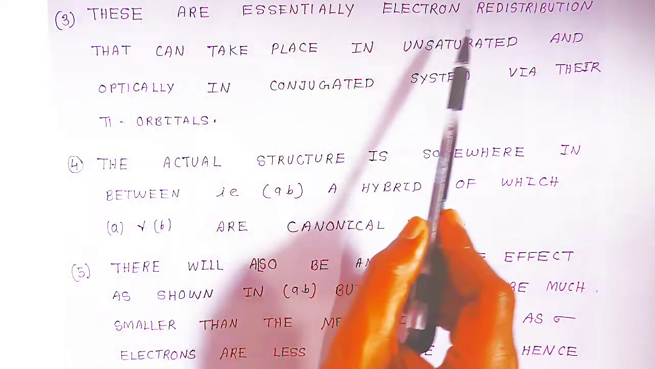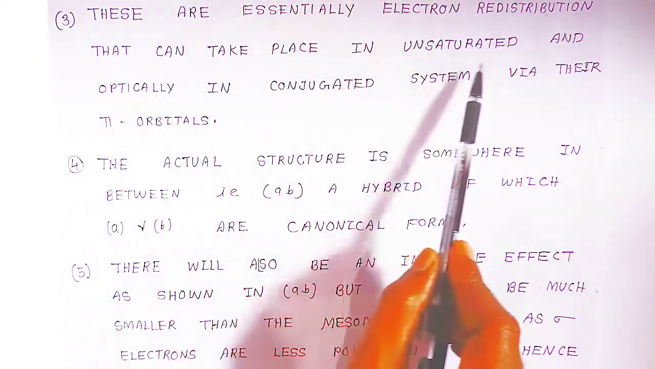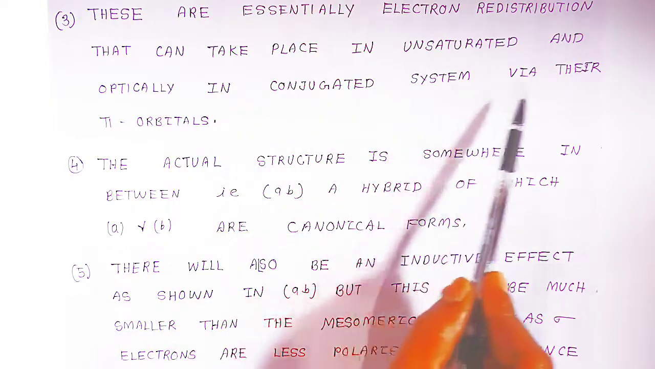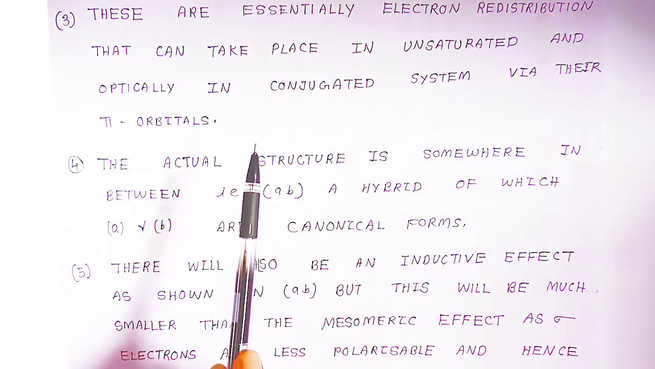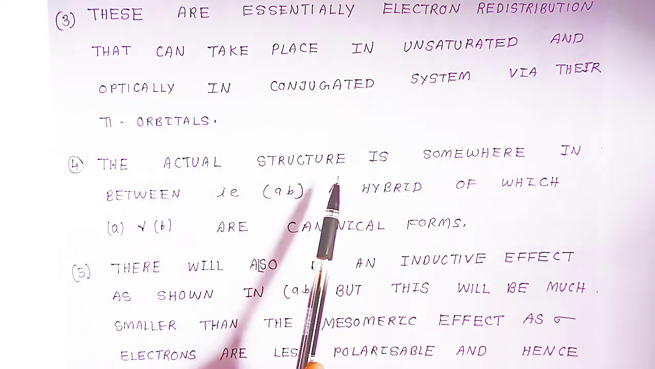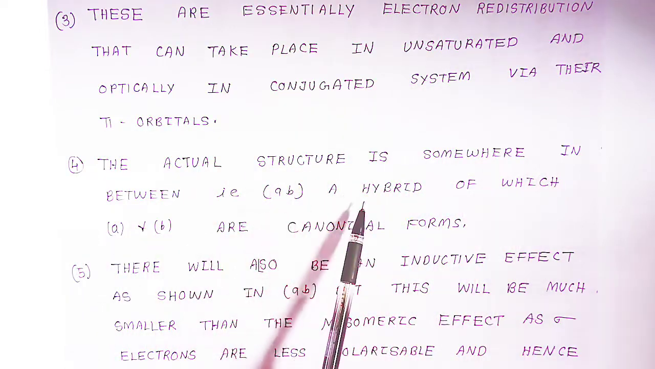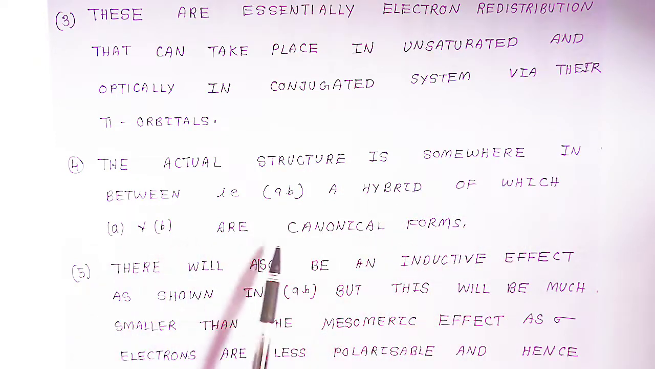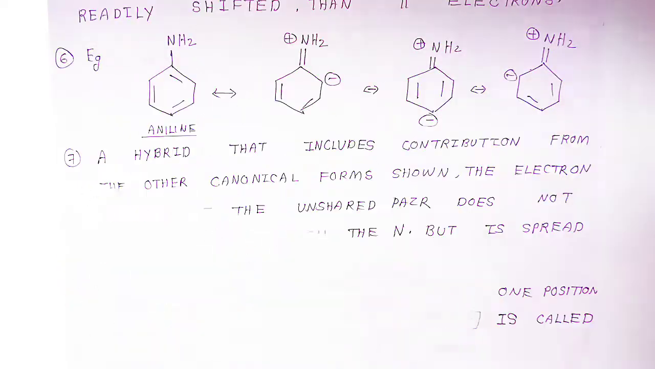Now, students, these are essential electron distributions that can take place in saturated and, optically, in conjugated systems via their pi orbitals. Because of the pi orbital systems, we are getting resonance in double bond compounds. The actual structure is somewhere in between A and B, that is the hybrid, of which A and B are canonical forms. There will also be an inductive effect, as shown in structures hybrid 1 and hybrid B. That is the two structures I have shown with A and B.